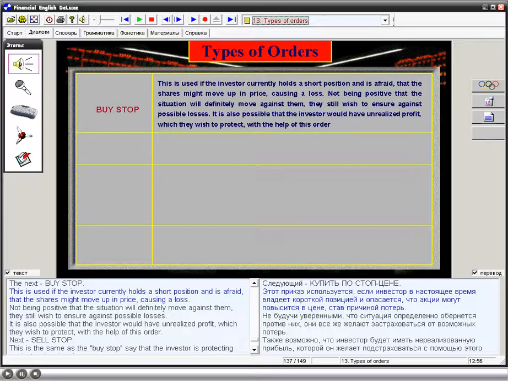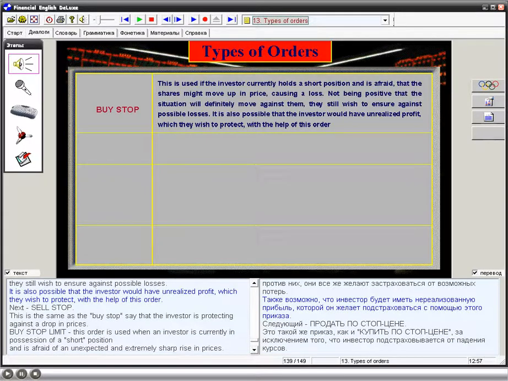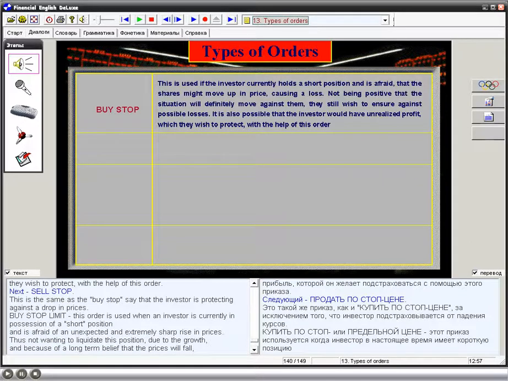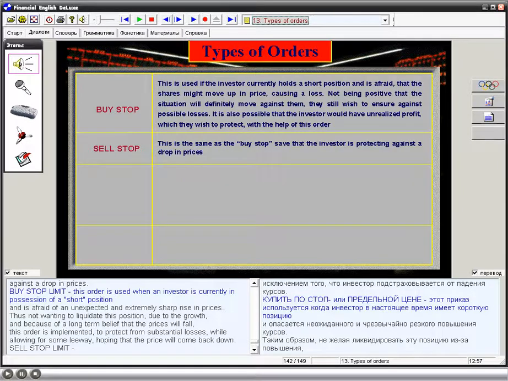The next, buy stop. This is used if the investor currently holds a short position and is afraid that the shares might move up in price, causing a loss. Not being positive that the situation will definitely move against them, they still wish to insure against possible losses. It is also possible that the investor would have unrealized profit, which they wish to protect, with the help of this order. Next, sell stop. This is the same as the buy stop, save the investor is protecting against drops in prices.